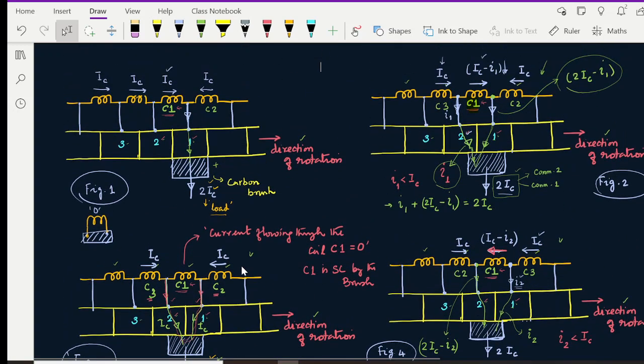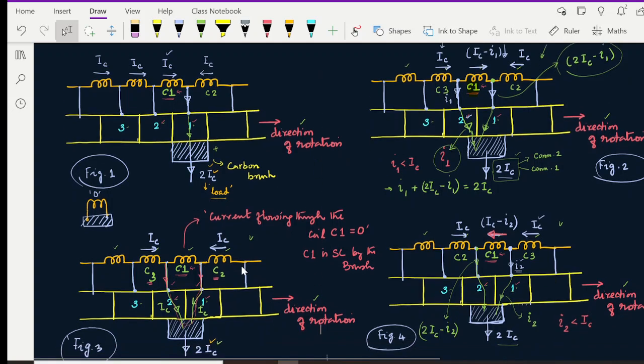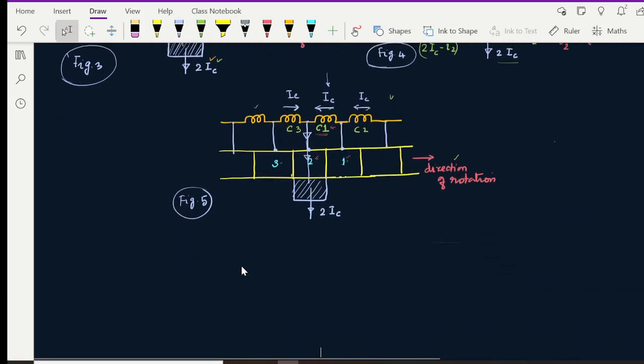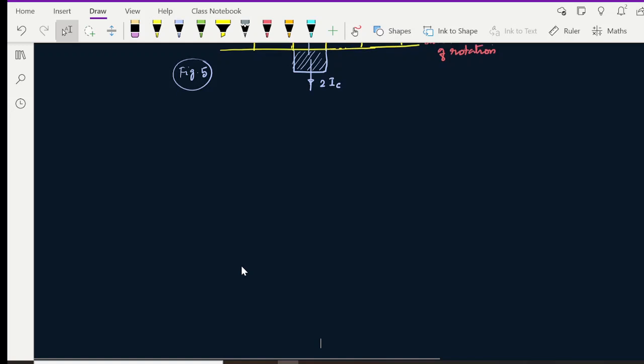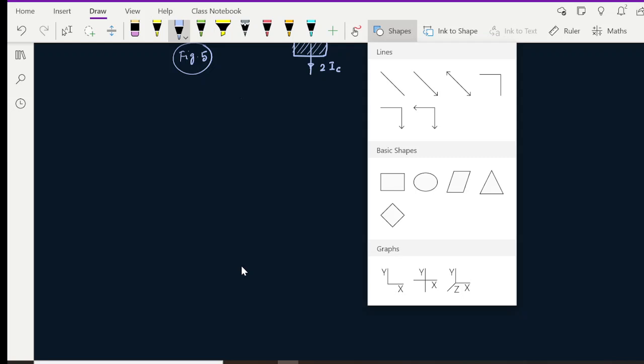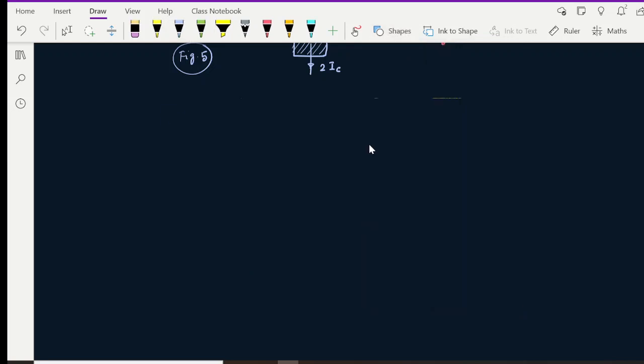So what we have understood throughout the process can be depicted using a simple figure. The figure can be like this. Whatever we understood throughout our process of explanation can be explained. Just one second.